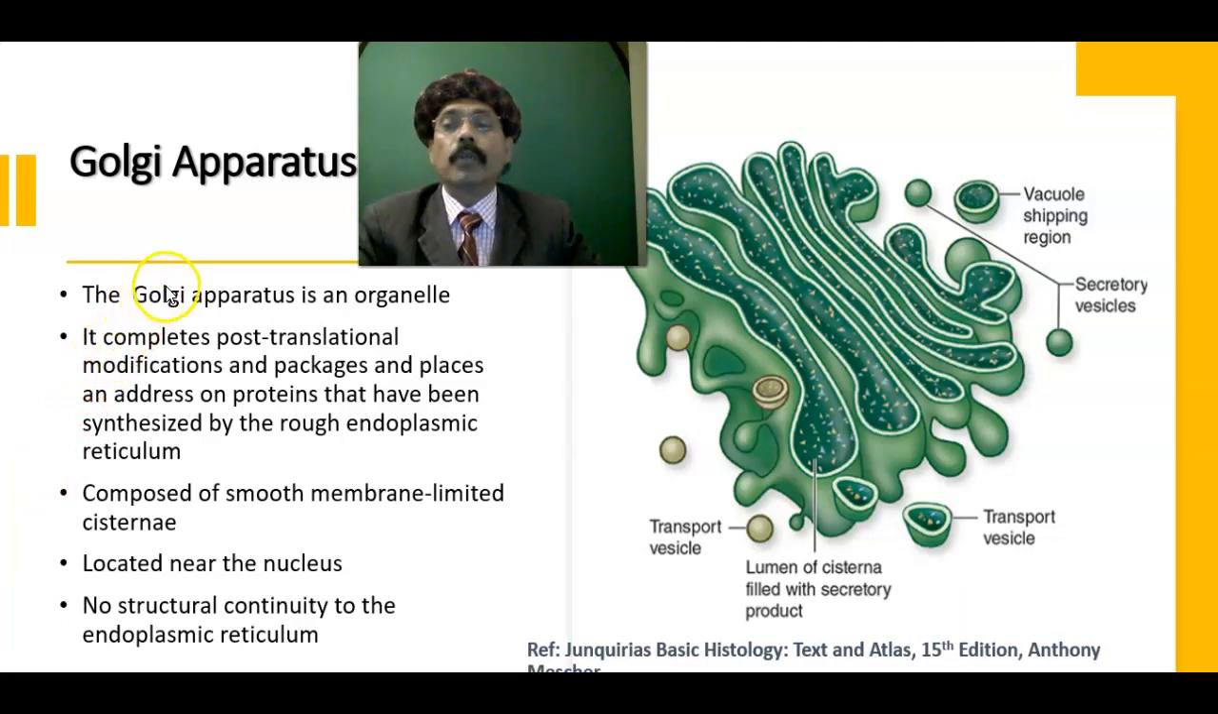Today I will discuss the histology of the Golgi apparatus, also called the Golgi complex. The Golgi complex is a dynamic organelle. It completes post-translational modification and packages and places an address on the proteins that have been synthesized by the rough endoplasmic reticulum.